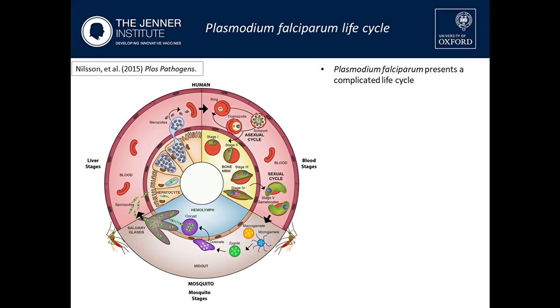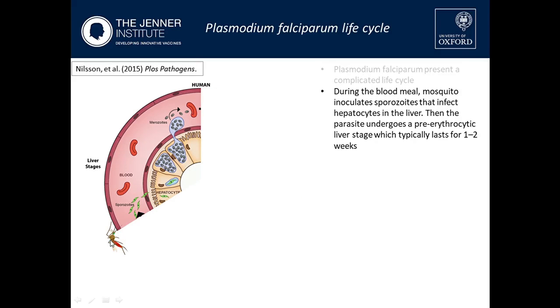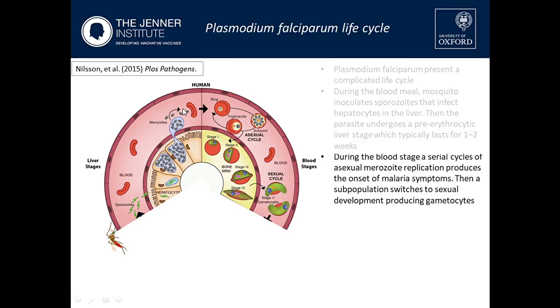Plasmodium falciparum has a complex life cycle. It has two hosts, the mosquito and the human, and in the human it has two different stages, the liver stage and the blood stage. During the blood meal, the mosquito inoculates sporozoites that infect hepatocytes, liver cells. Then the parasite undergoes the liver stage, where it replicates, lasting between 1 to 2 weeks, and then releases merozoites into the blood. Then you start the blood stage.